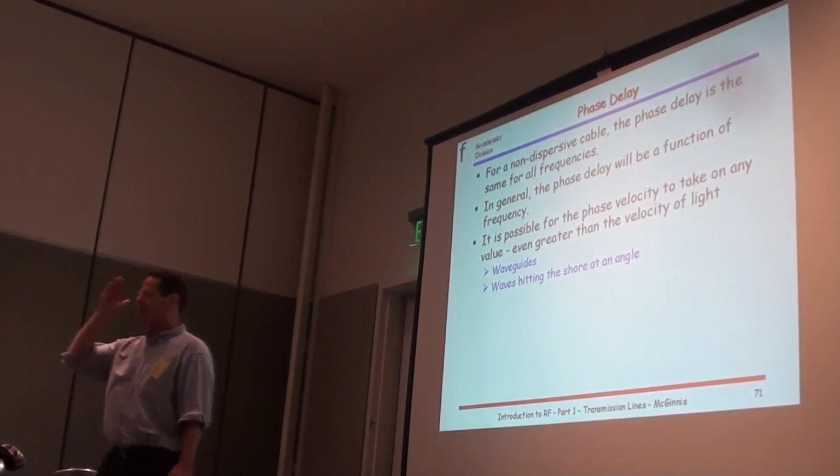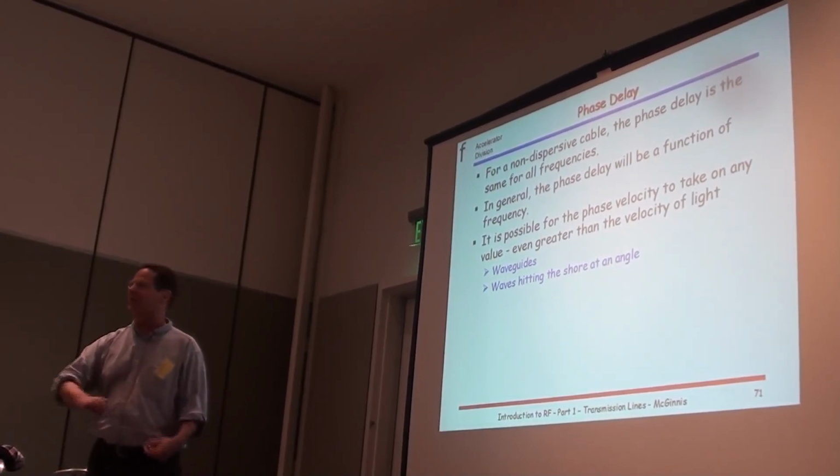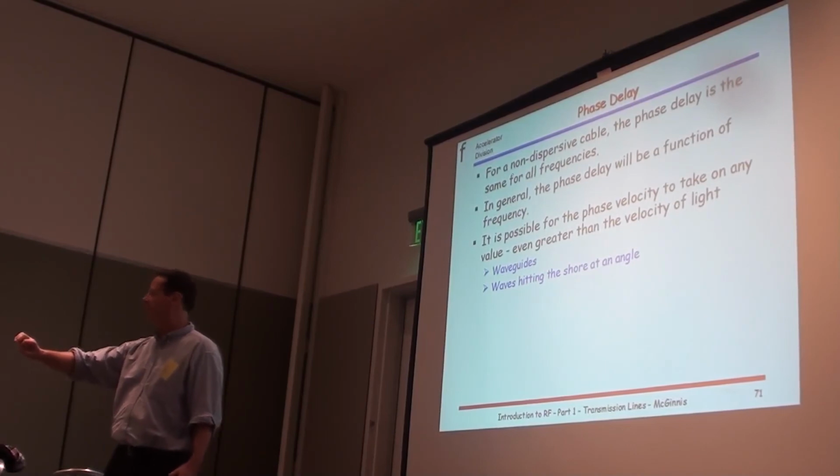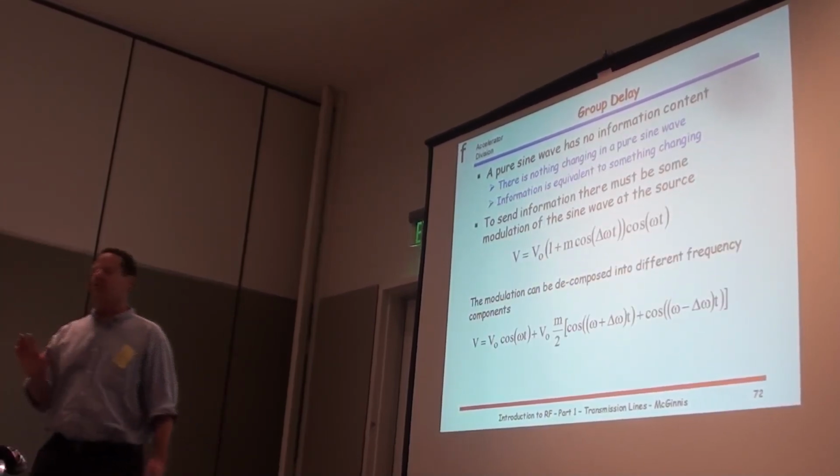However, if you're sitting there on top of it, looking at the waves on the shore, it looks like the phase velocity of the waveguide is greater than the phase velocity of light. Okay, so what really counts is group delay.